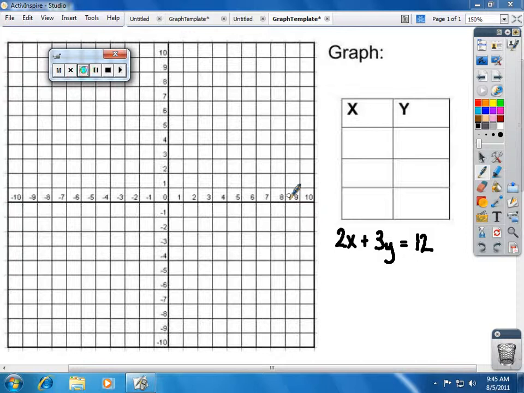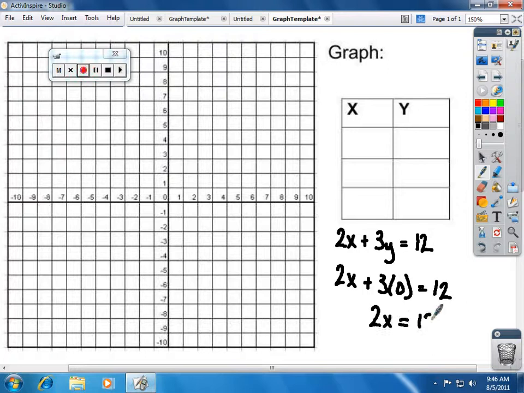We're going to start by finding the x-intercept, which we find by setting y equal to 0. So we're going to have 2x plus 3 times 0 equals 12. This 3 times 0 term will drop out because anything times 0 is 0. So we're left with 2x equals 12. If we divide both sides by 2, we have x equals 6. Therefore, the x-intercept is at the point 6, 0. And one of the points on our graph is right there, at the point 6, 0.